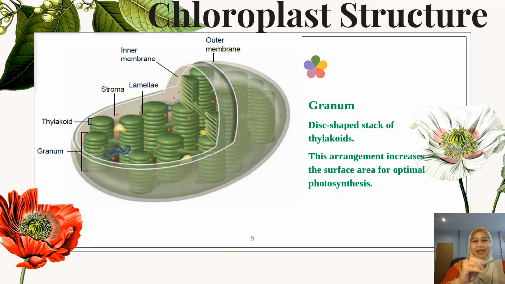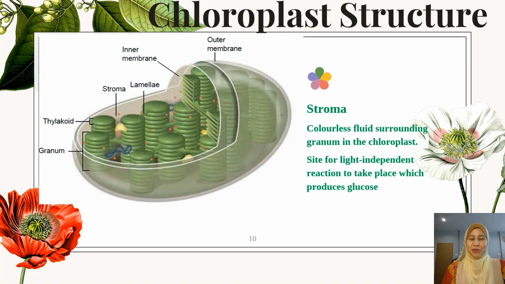Now we look at the detailed structure of granum. So granum is actually the disc-shaped stack of thylakoid. So you have thylakoid, thylakoid, thylakoid, thylakoid. Okay, so this whole structure, as a group we call granum. So this arrangement will increase the surface area, of course, to optimize the rate of photosynthesis.